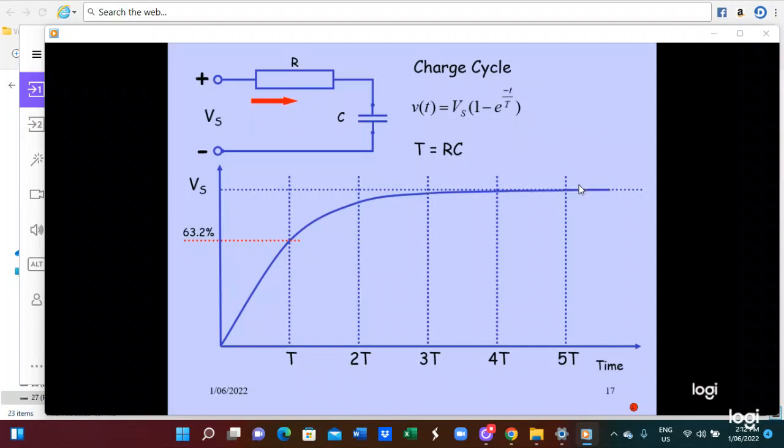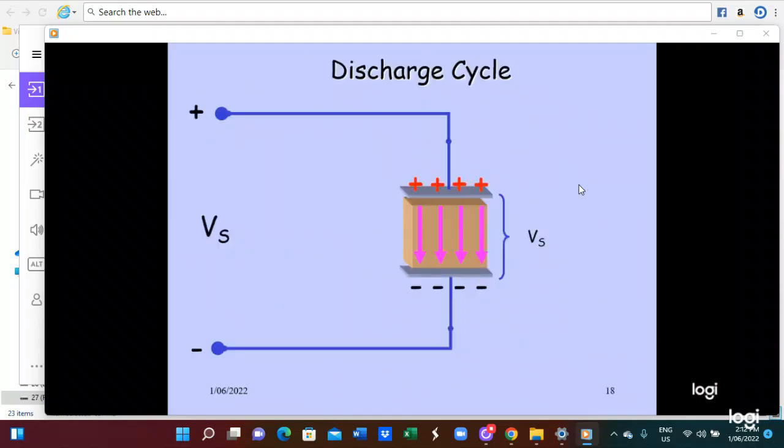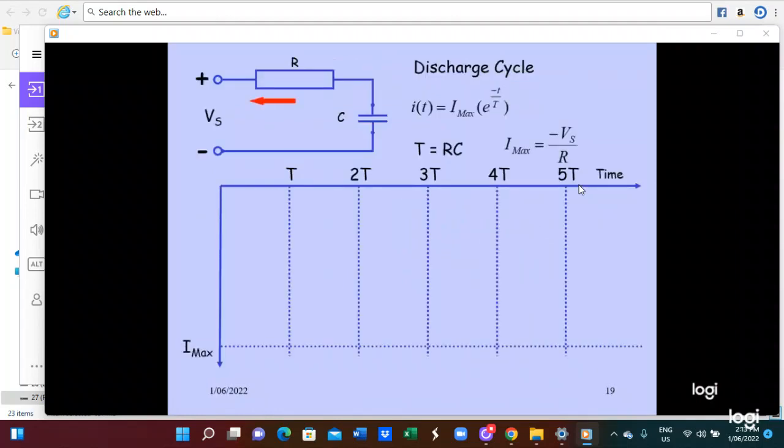And the discharge circuit is this, this is a capacitor. When the voltage is already charged, and when it discharges, the current will go down, and the charge will be zero. So the charge will be zero. So I at time t equals I maximum e power minus t by T. T equals RC, I maximum equals V by R. As the time increases, the current will decrease like this.